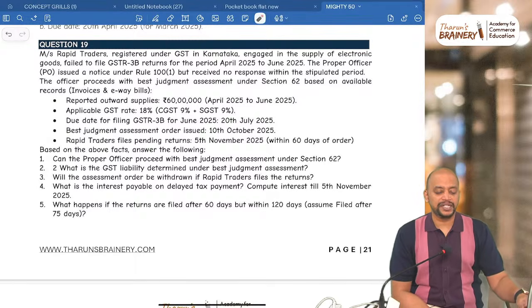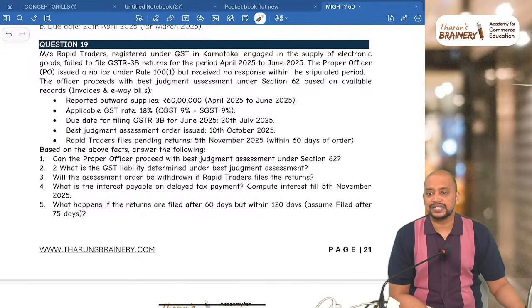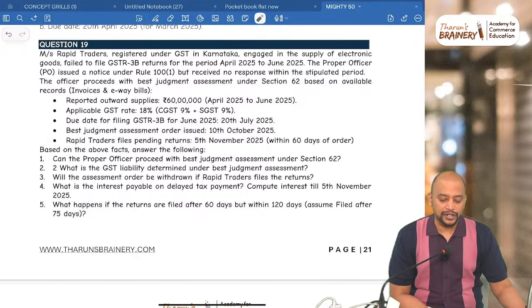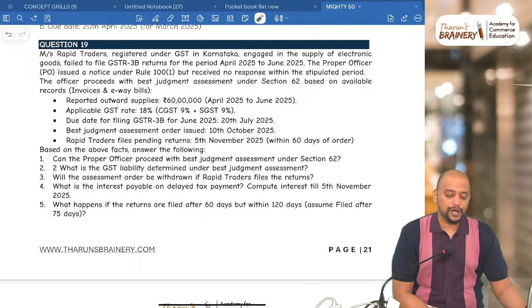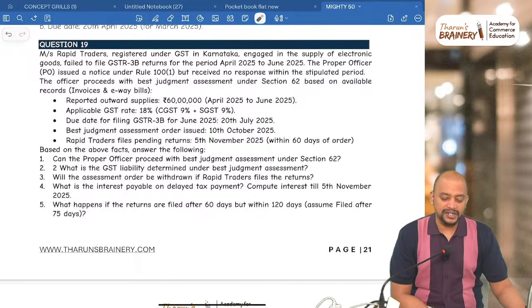Then Rapid Traders, registered under GST in Karnataka, engaged in the supply of electronic goods, failed to file GSTR 3B returns for the period April 2025 to June 2025. The proper officer issued a notice under Rule 100 but received no response within the stipulated period. So notice was given because he failed to file the return. That's the reason why a notice has been given.